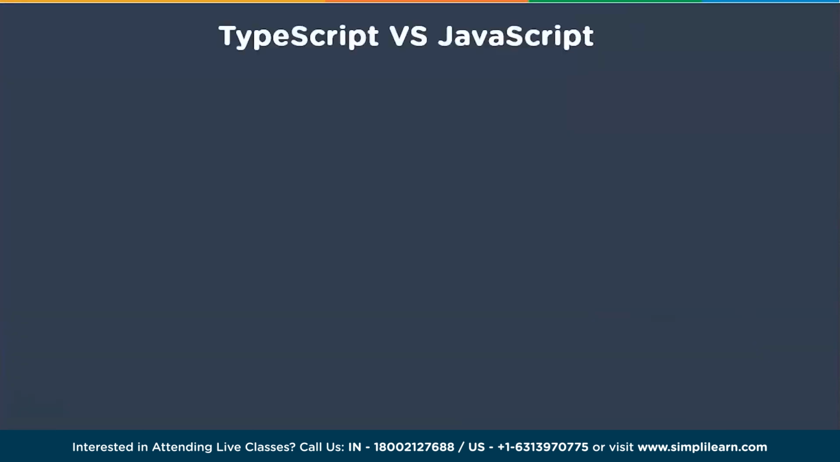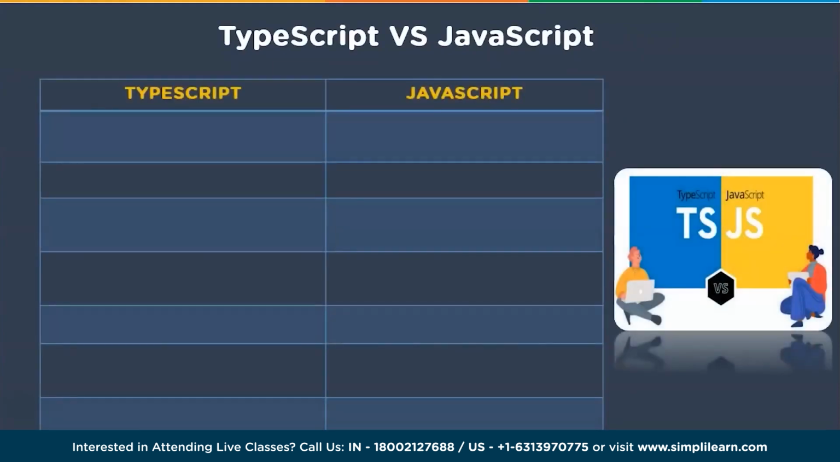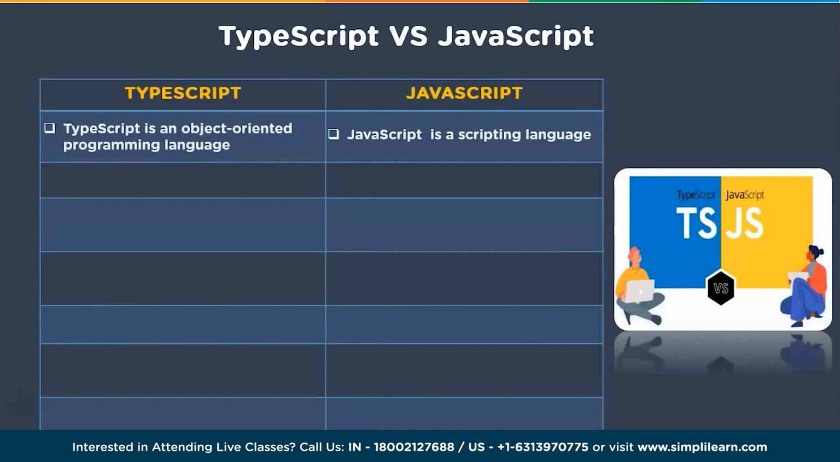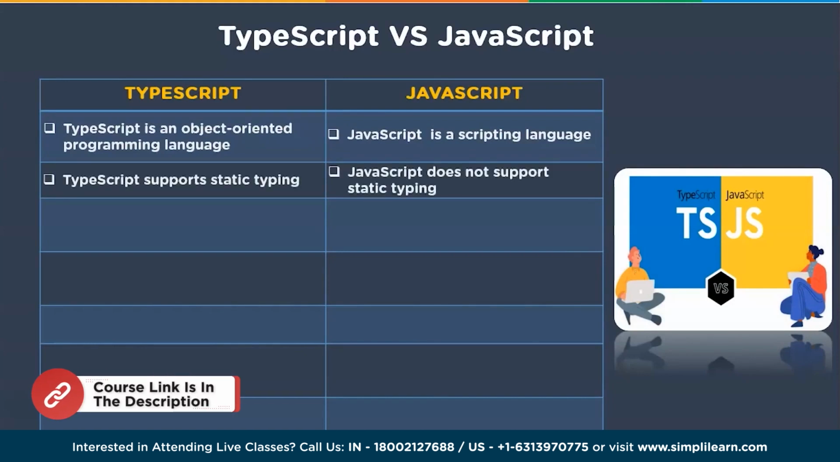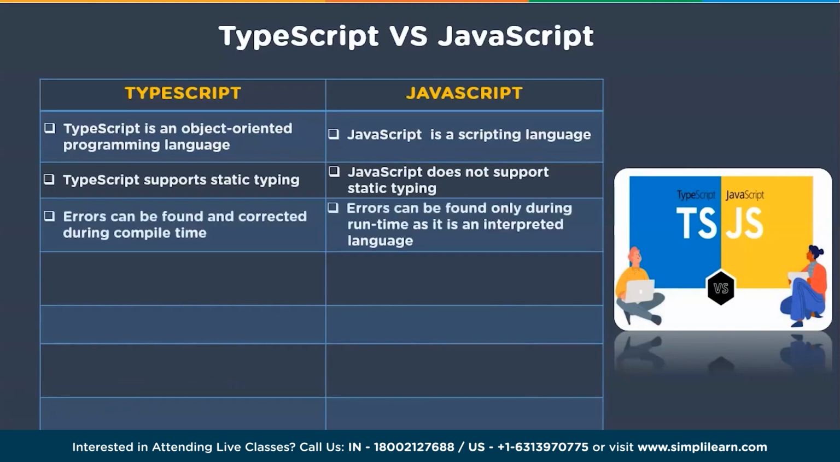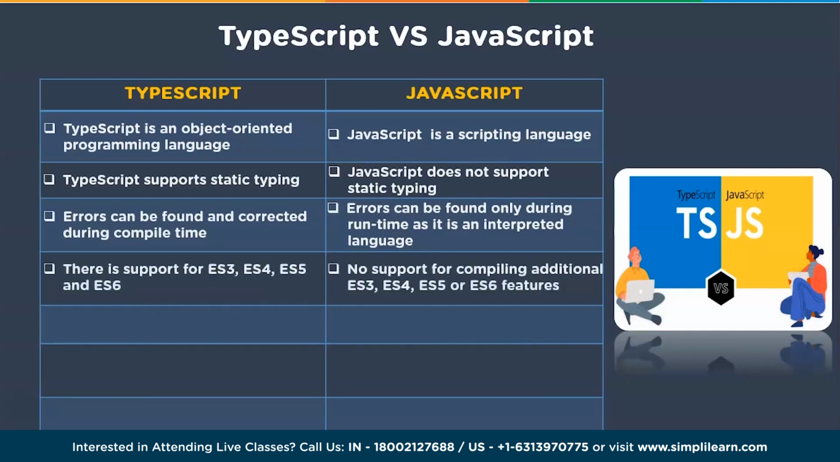Now let us look at the difference between TypeScript versus JavaScript. TypeScript is an object-oriented programming language, whereas JavaScript is a scripting language. And TypeScript supports static typing, whereas JavaScript does not support static typing. Errors can be found and corrected during compile time. In JavaScript, errors can be found only during the runtime as it is an interpreted language. There is a concept for ES3, ES4, ES5, and ES6 in TypeScript, whereas there is no support for compiling additional ES3, ES4, ES5, or ES6 features in JavaScript.